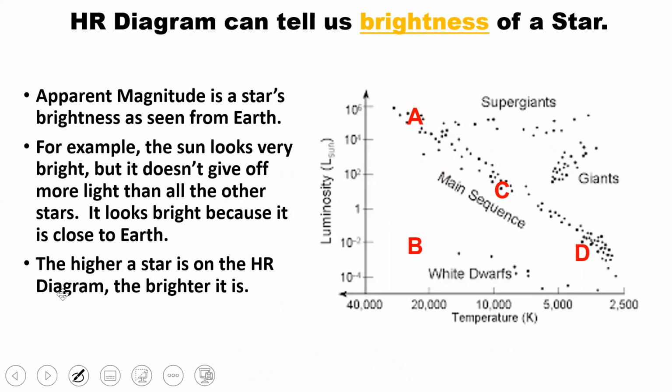Apparent number 2 is a star's brightness as seen from Earth. So the brightness is on the y-axis, and brightness increases from bottom to top, just like math. 0, 1, 2, 3, 4, 5. The brightest stars are at the top, and the dimmer stars are at the bottom. Which star is the brightest on this graph? Okay, brightness increases from the bottom to the top, just like math. So A is the brightest. Now, which one is brighter, C or D? C. Which one is brighter, A or D? A. Very good job, guys.